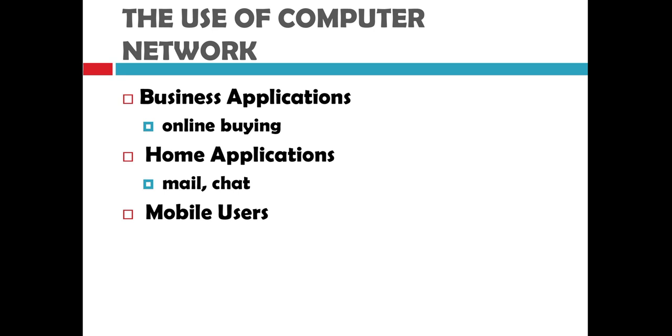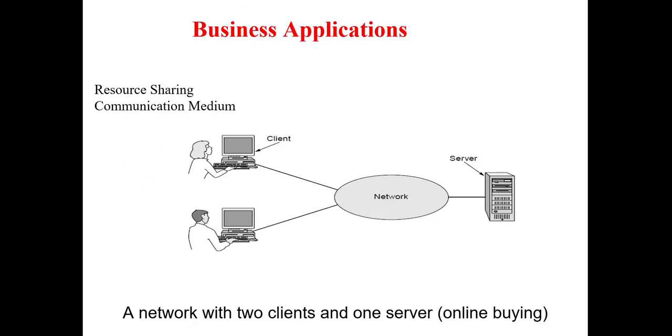So what are the general applications of networks? Business applications, for example online buying systems. One more example of a real-time application is home applications, that is, mails and chats for multiple users as well as mobile users. These are the common applications while using network concepts. Here is an example of a business application, showing how resources should be shared between the medium.